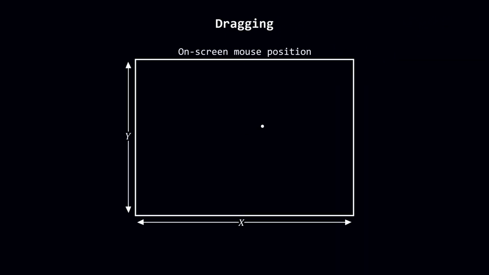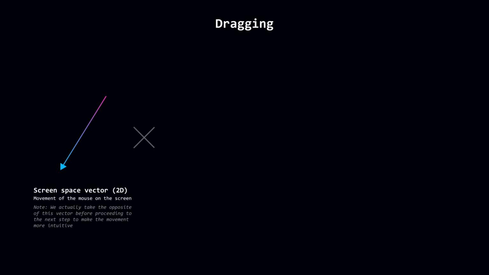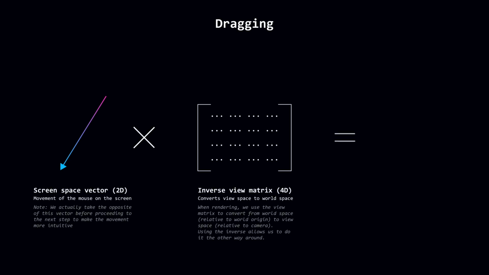My approach to this problem was to save the mouse position in memory when we start to drag, and then use the difference between the current mouse position and saved start position to obtain a 2D screen space vector which we can then transpose into 3D world space, which can be done by multiplying it by the inverse of the view matrix.